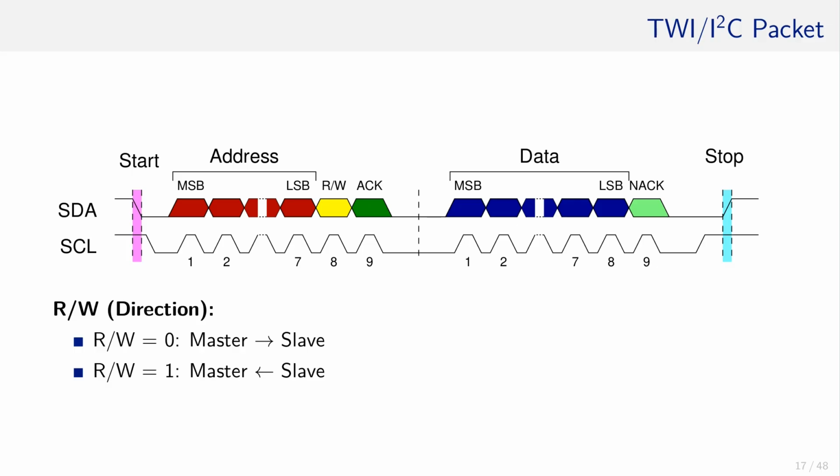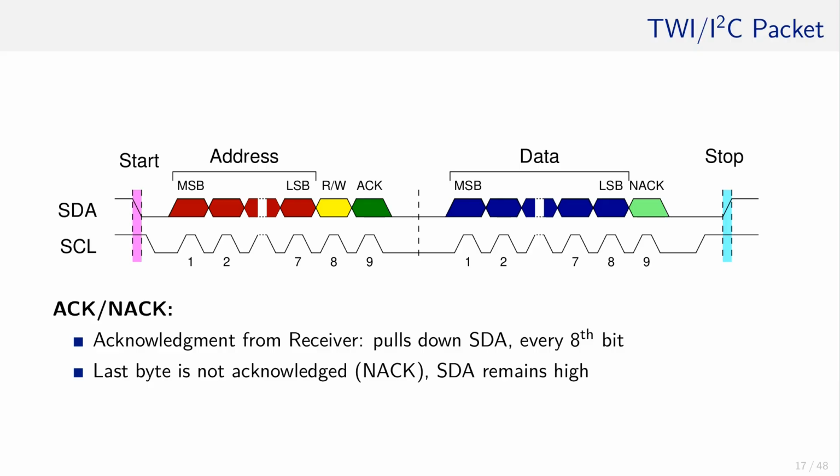After the address is a direction bit. That bit indicates if the master wants to write to the addressed slave or if the master wants to read from the slave. The direction bit is followed by an acknowledgement written by the addressed slave. Every 8 bits need to be acknowledged by the slave. To acknowledge that the slave is ready for the next set of data, it pulls down the SDA line. If there is no slave with the address or the slave is not ready yet, the SDA line remains high to inform the master that an error occurred.